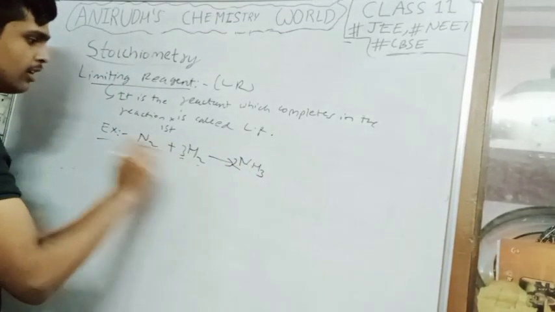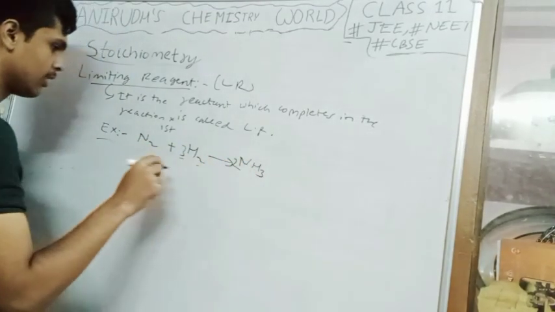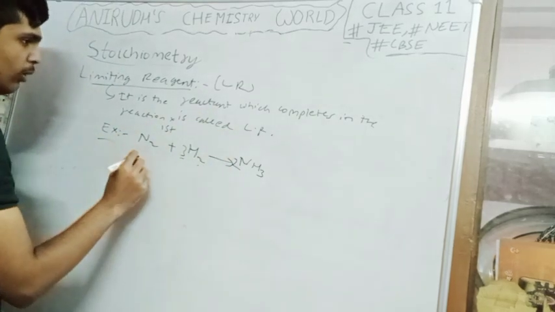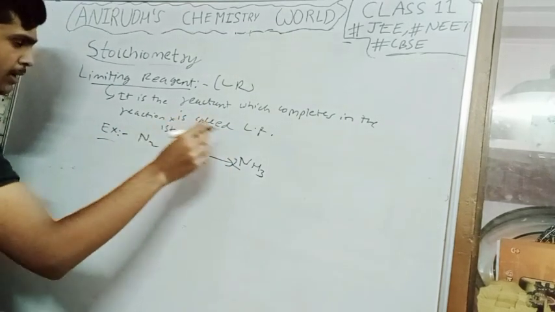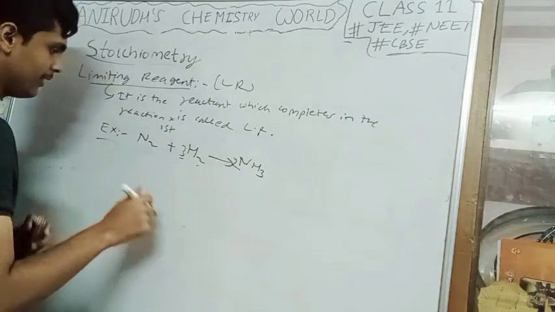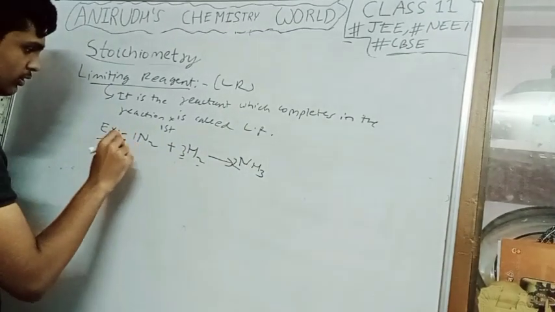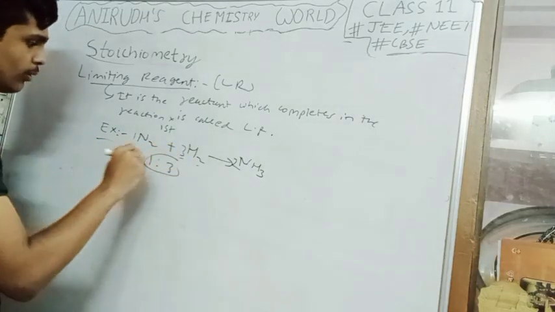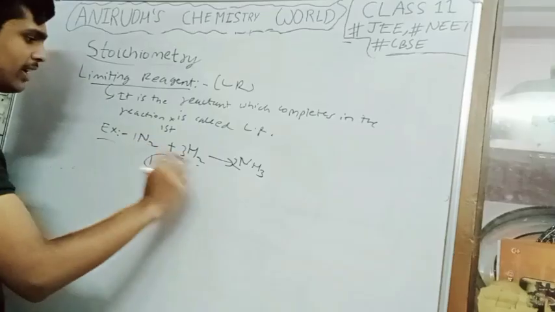See the balancing: 3 twos are 6, 3 twos are 6, N2 is 2. Yeah, it's balanced completely. Now let us see the limiting reagent. What is the molar ratio? 1:3 is the molar ratio of N2 and H2.